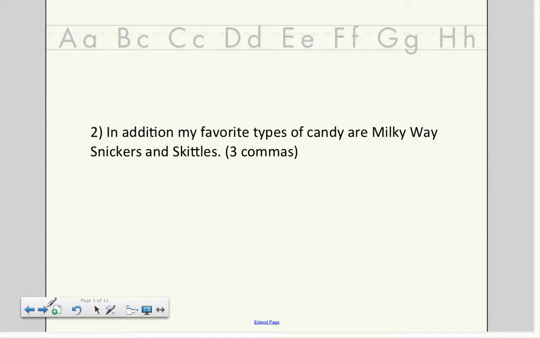Let's look at number 2. In number 2, we have the transition in addition. We know we have to have a comma after transitions. In addition, my favorite types of candy are, we have a series here. 1, 2, 3. So if we have 3 or more, we have to have commas. So we're going to put one after Milky Way, the first thing, after Snickers, and that's it.